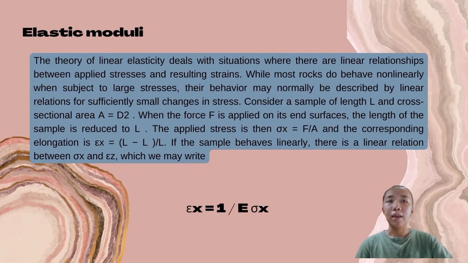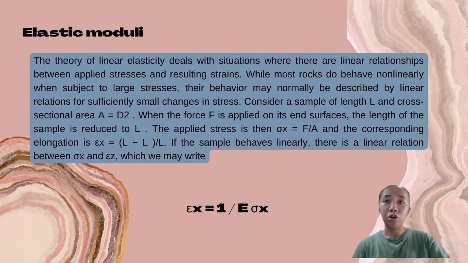Consider a sample of length L and cross-sectional area A. When the force F is applied on its end surface, the length of the sample is reduced. The applied stress is σ equals F over A, and the corresponding elongation is ε equals change in L over L. If the sample behaved linearly, there is a linear relation between σ and ε, which we may write in this equation. This equation is known as Hooke's law, while the coefficient E is called Young's modulus, or simply the E modulus. Young's modulus belongs to a group of coefficients called elastic moduli.